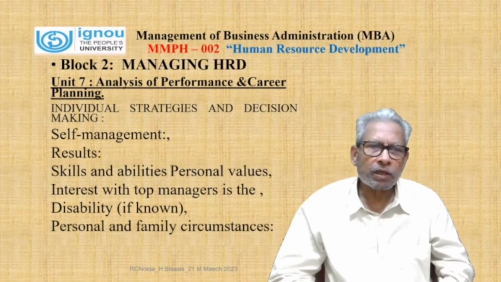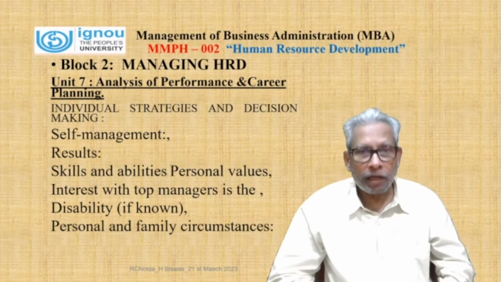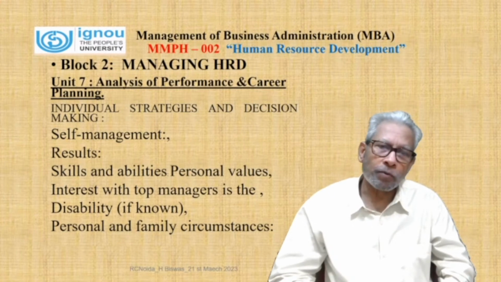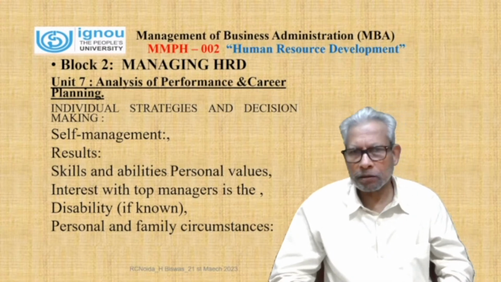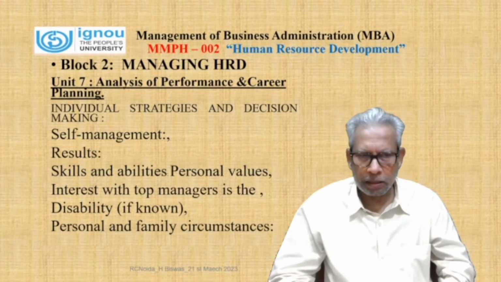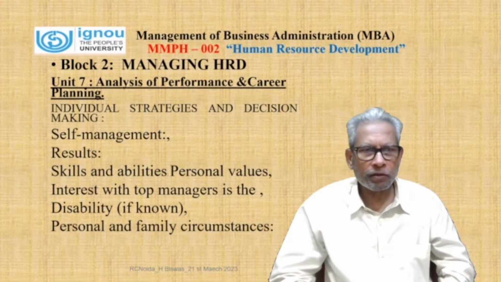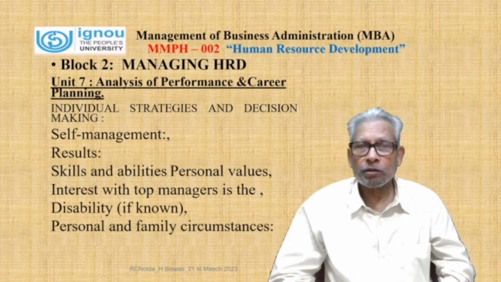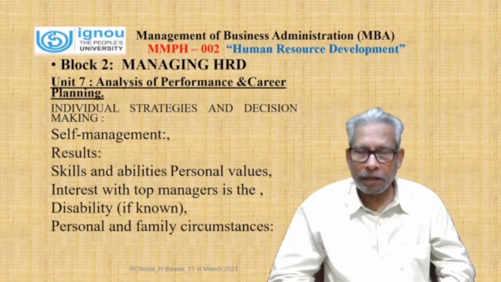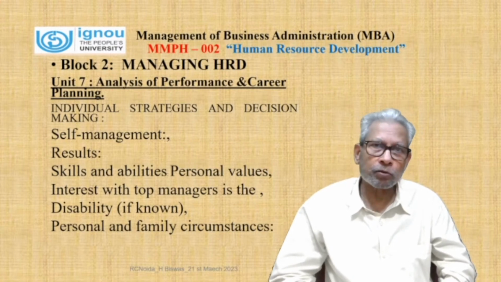What are the outcomes? Skills and abilities, personal values, can be introduced to the top managers. In this case, disability: if you know of some problems in respect of disability, they have to be identified and rectified also. Personal and family circumstances are very important, because those gaps need some solution.